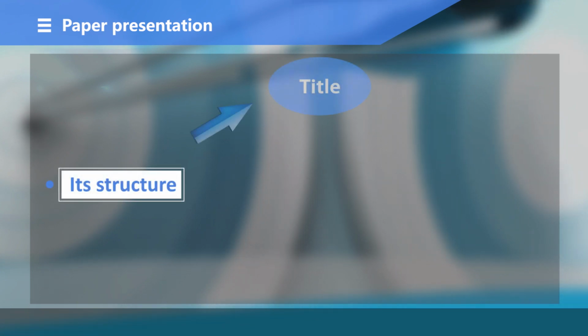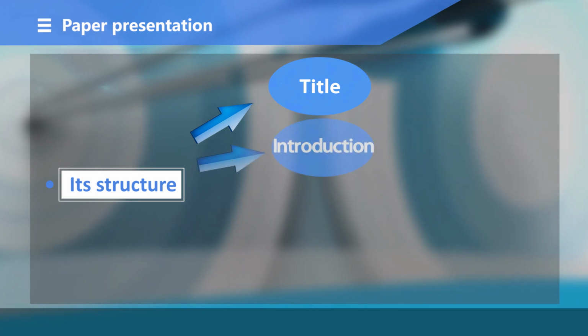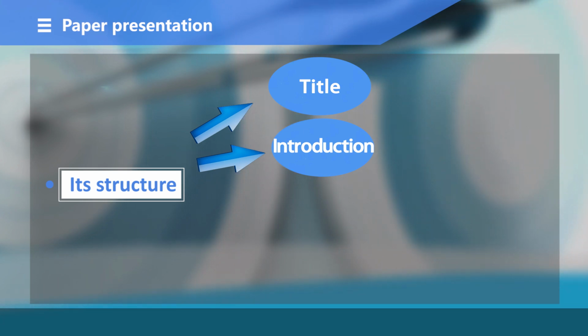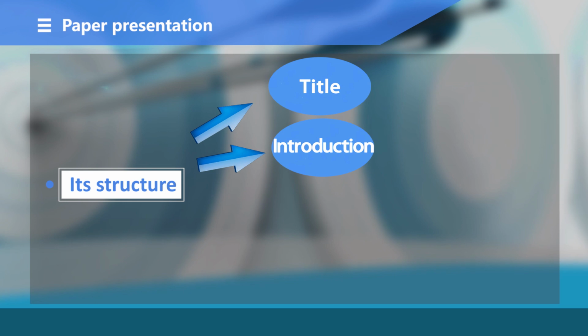Knowing how it is structured is quite important for a successful paper presentation. Its common structure goes like this. Firstly, title. It will be the same as your presentation topic. Secondly, introduction. Select 3 to 5 points to illustrate your topic. Sometimes you may have a point or two related to the background or in terms of literature review.